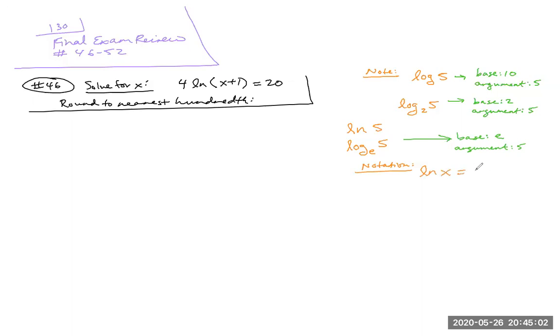Okay, so notation, ln of x is the same thing as log base e of x. And to give you a little bit more background, if you actually look at what the number e is, it equals 2.718281828, and it continues. It's an irrational number. All right, so let me just save that.